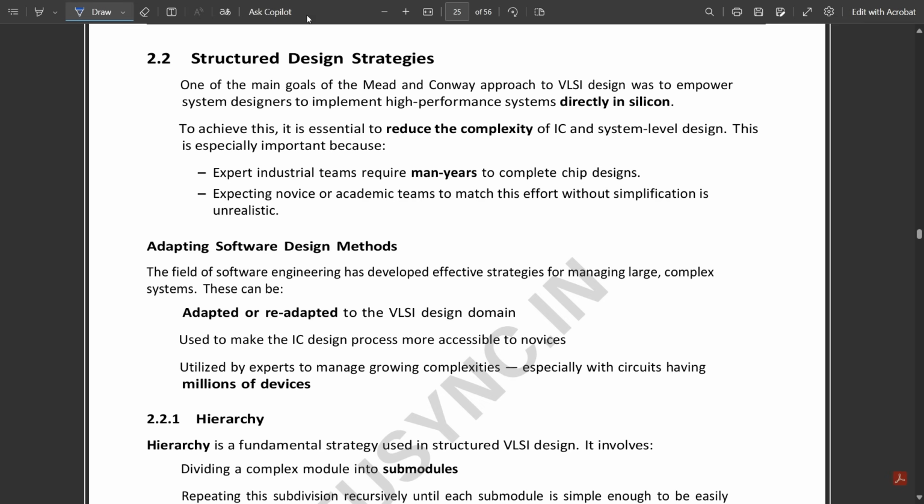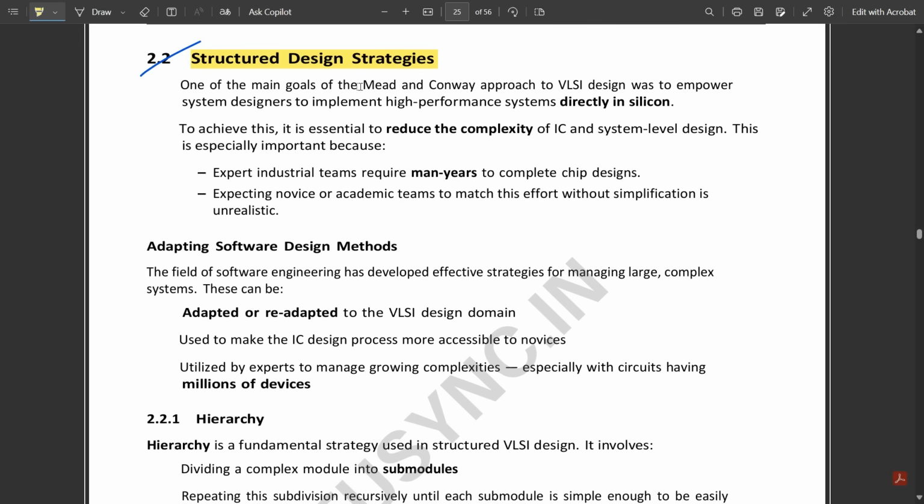In this final video, we are going to discuss one important topic related to the structured design strategies. In this we have one important concept to be discussed in order to reduce the IC complexity during the system level design. So that we'll discuss in this video now.